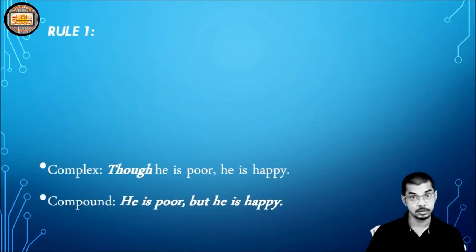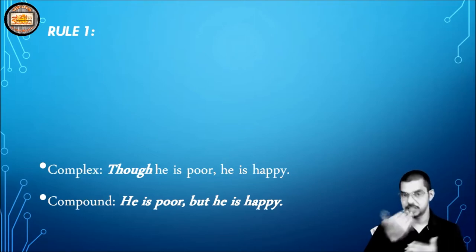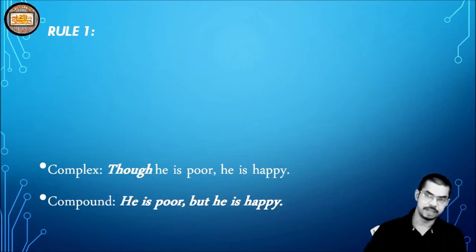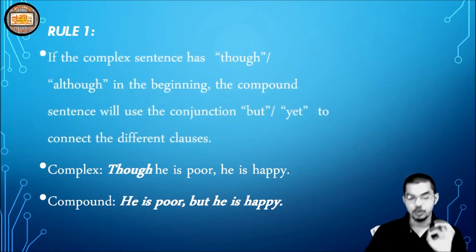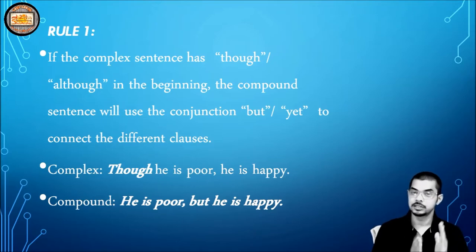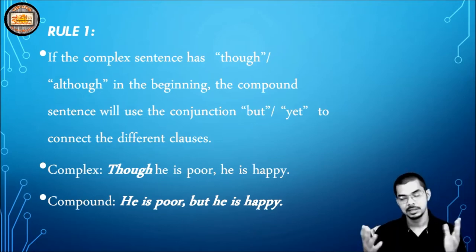Let's discuss the rules, but before that, let's have a look at the examples. Here we have: though he is poor, he is happy. This is a complex sentence, and when we transform it into compound sentence we get: he is poor but he is happy. So it's a very simple fact. When the complex sentence comes with though or although, you have to use but or yet in between the two clauses to transform it into compound sentence.